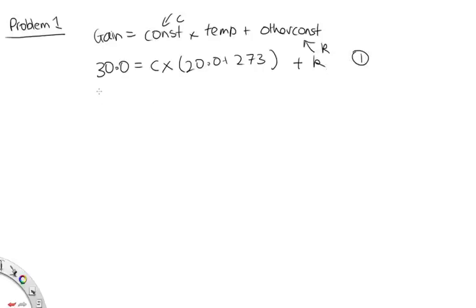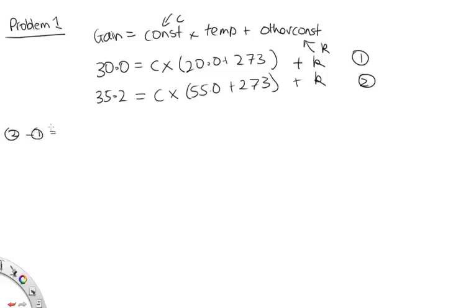And we're told that the gain is 35.2 at 55 degrees C. So that's c times 55.0 plus 273 plus k. That's equation 2. Now let's solve these equations to find c and k. We can then use that to work out the gain at 28 degrees. So let's do equation 2 minus equation 1. That'll get rid of these k's here.